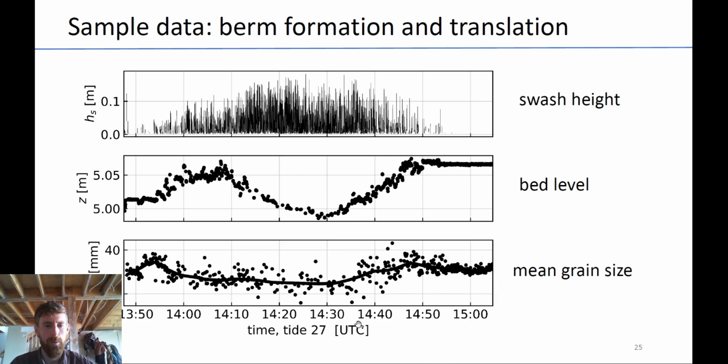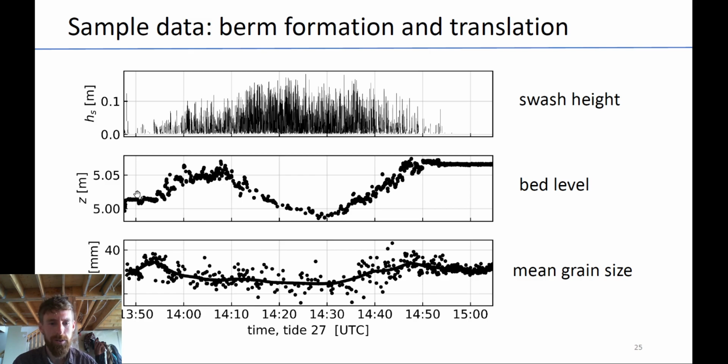And I won't really get into interpreting the implications for morphological change that are happening here, although the morphological context is the formation of a berm at high tide. So here in the bed level time series, a berm formed directly beneath the array, and then this berm migrated shoreward at high tide, so we see this reduction in bed level, and then there was more accretion on the face of the berm as the tide receded.